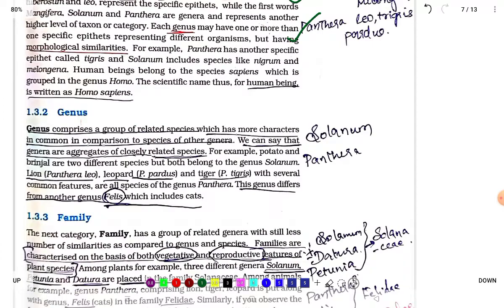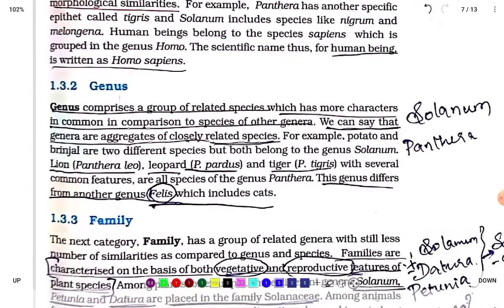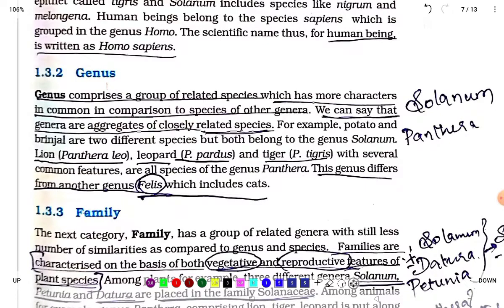Now we are going to genus. Genus comprises a group of related species which have more characters in common in comparison to the species of other genera. See, the group of related species with more common characters in comparison to species. We can say that genera are aggregates of closely related species. Genus is an aggregate of closely related species.